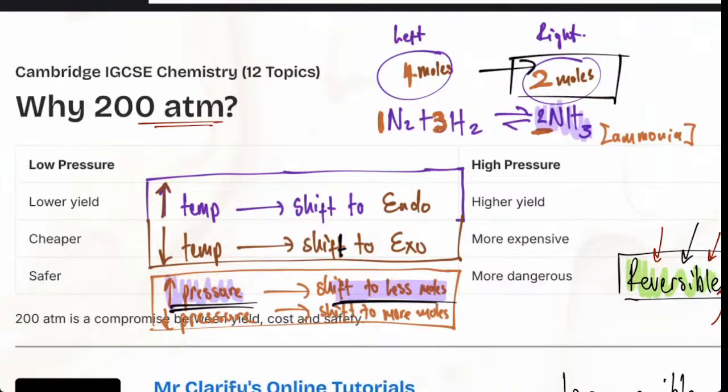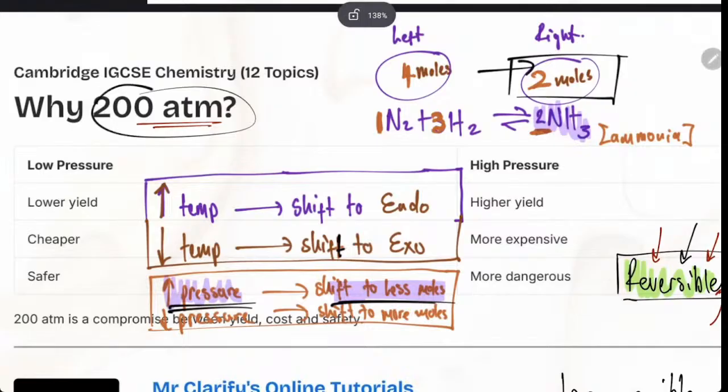So why do you have such a high pressure? Because for the Haber process, if you have high pressure, you have a higher yield, which means you get more ammonia. But the problem, why we don't increase it to 1,000 atmospheres or whatever, is it will become too expensive and dangerous. So we stop at 200. 200 is the perfect pressure. It's high enough for you to get a lot of ammonia, and also in a safe and cost efficient way.